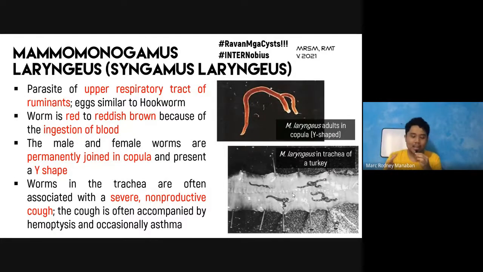Okay? Now, humans are again accidental hosts. Ruminants, such as cows or cattle, usually acquire the worm from ingestion of water contaminated with the larva of the worm. But for humans, the life cycle is not yet well established. There are hypotheses on how humans acquire it. It's either the ingestion of adult worms from food or water, or the ingestion of eggs or larva from food or water.